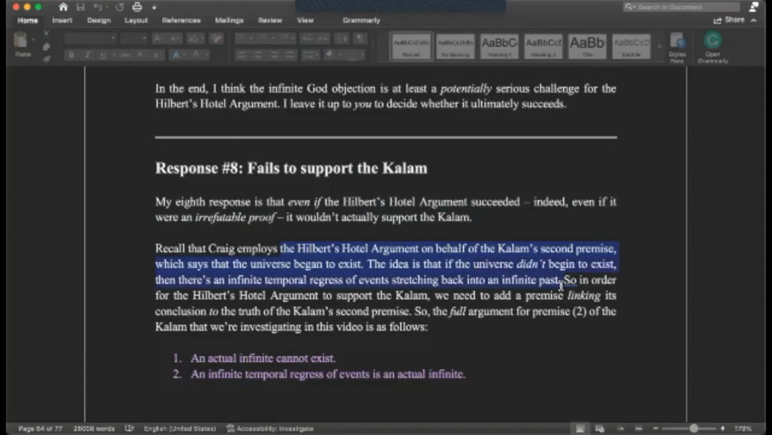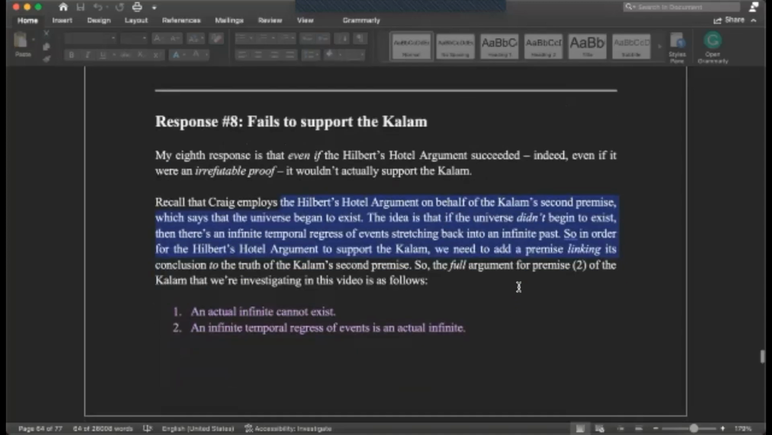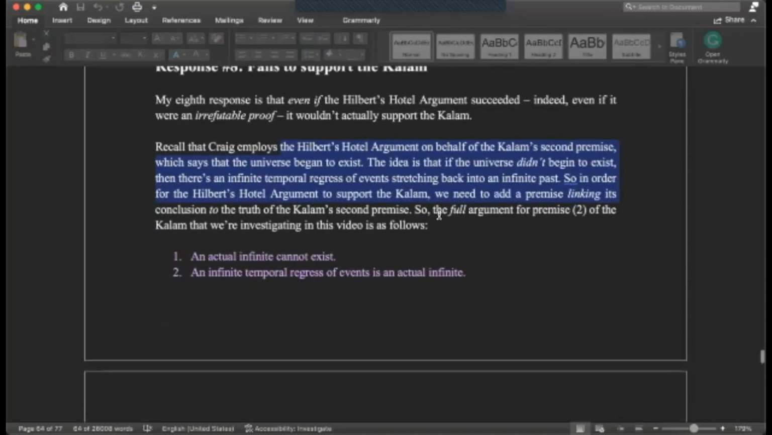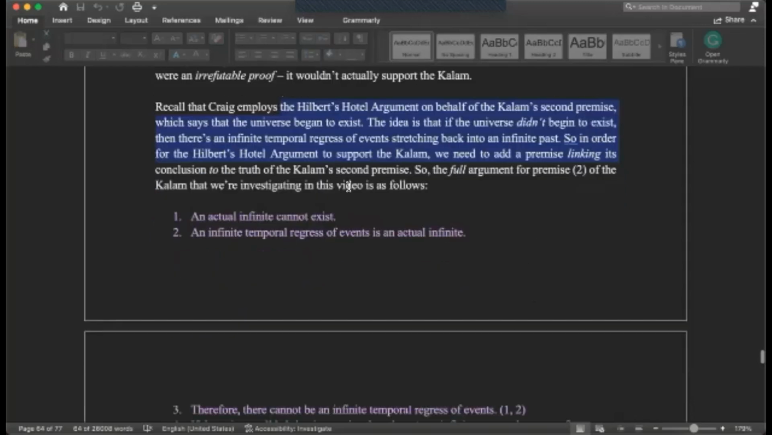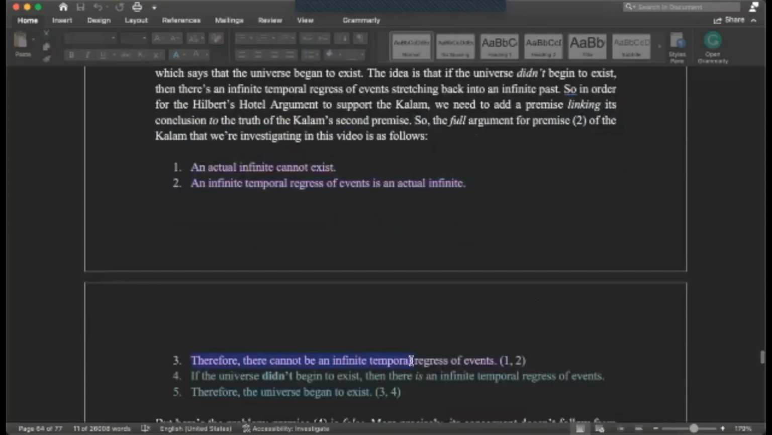So, in order for the Hilbert-Totel argument to support the Kalam, we need to add a premise linking its conclusion to the truth of the Kalam's second premise. And so the full argument for premise 2 of the Kalam that we've been investigating in this video is going to have to be as follows. 1, an actual infinite cannot exist. 2, an infinite temporal regress of events is an actual infinite. 3, so there cannot be an infinite temporal regress of events. 4, if the universe didn't begin to exist, then there is an infinite temporal regress of events. And so 5, the universe began to exist. And indeed, it must have begun to exist. You're also allowed to conclude that.